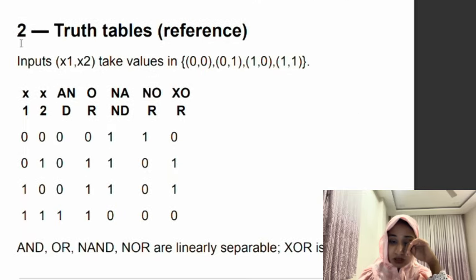Now we have a truth table. So inputs are x1 and x2 as we have seen, and the values will be taken as 0, 0, 0, 1.